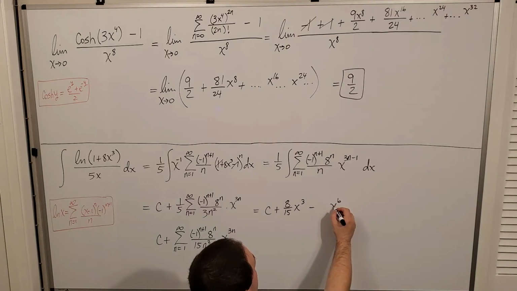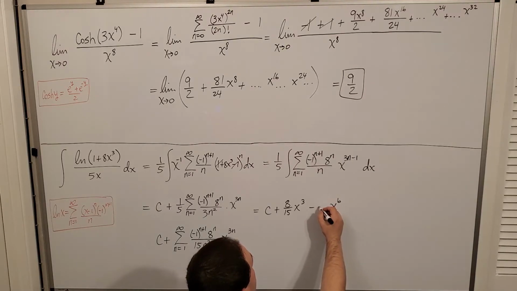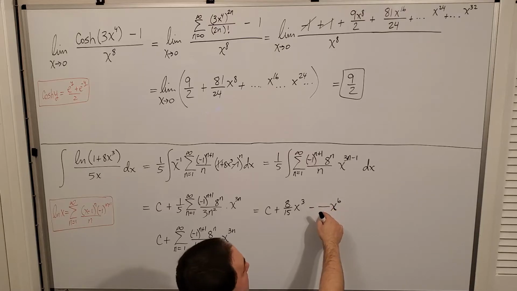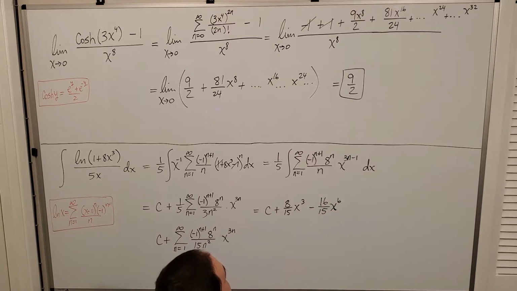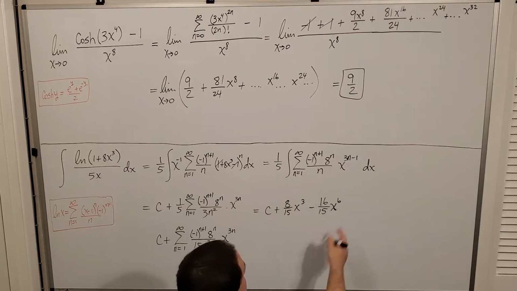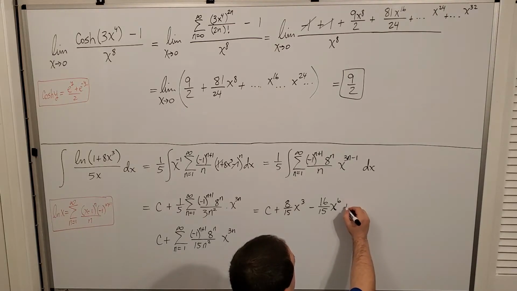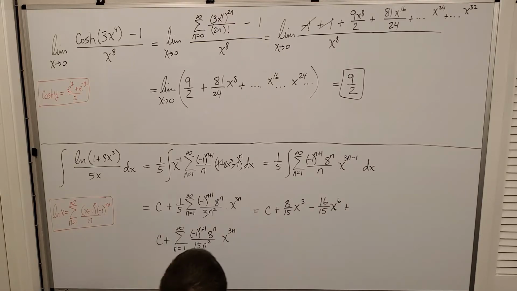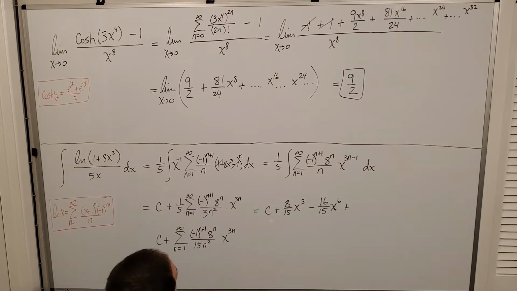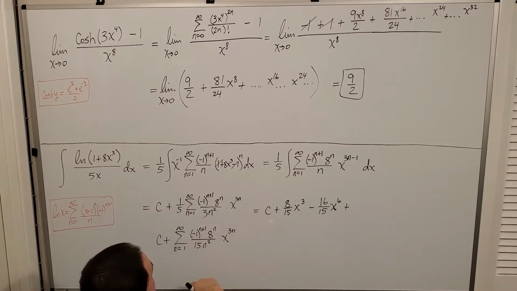32 over 30 is what that would be, actually. So then that would be 16 over 15. Much better. x to the 6th, right? Then, of course, plus. And then I'd be doing n equals 3. So then it would be positive again.